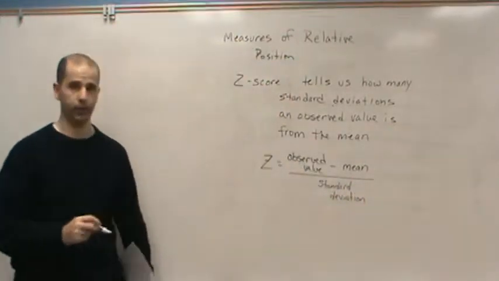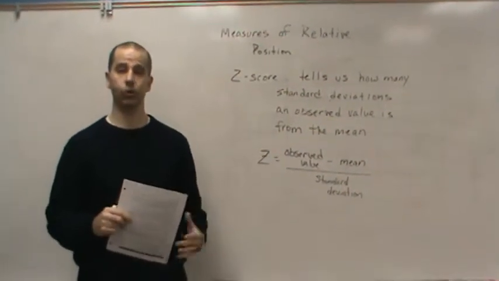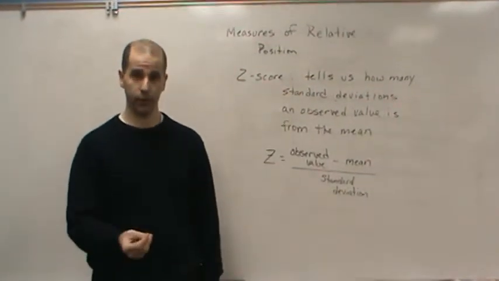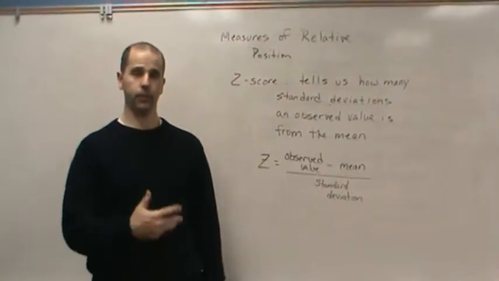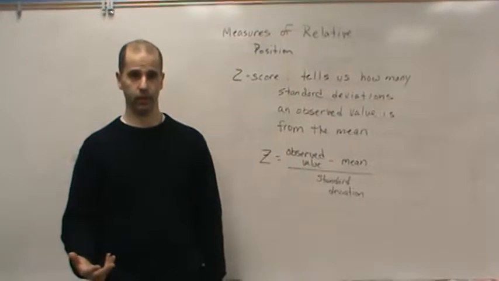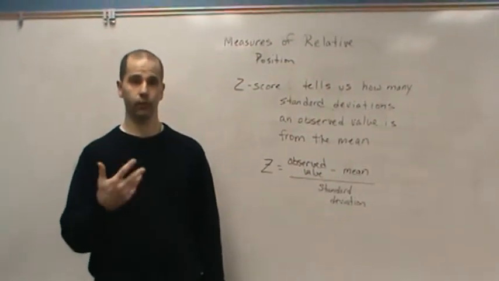That is the formula. So always remember in your head, over and over again, to get a z-score, all you have to know is take the observed value minus the mean divided by the standard deviation. If you remember that, you'll always be able to figure out the formula.